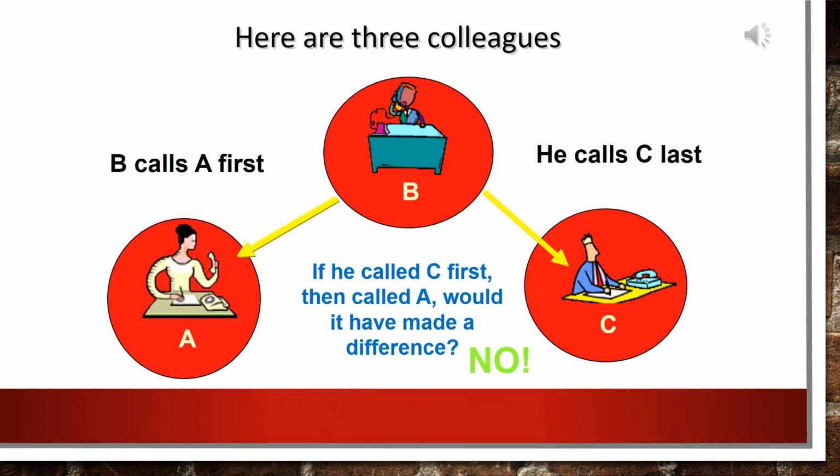Let's look at another situation. Here, 3 persons work together. Person B needs to call persons A and C to share some news. Does it matter who he calls first? If B calls A first, and he calls C last, or if B calls C first, then calls A, would it have made a difference?